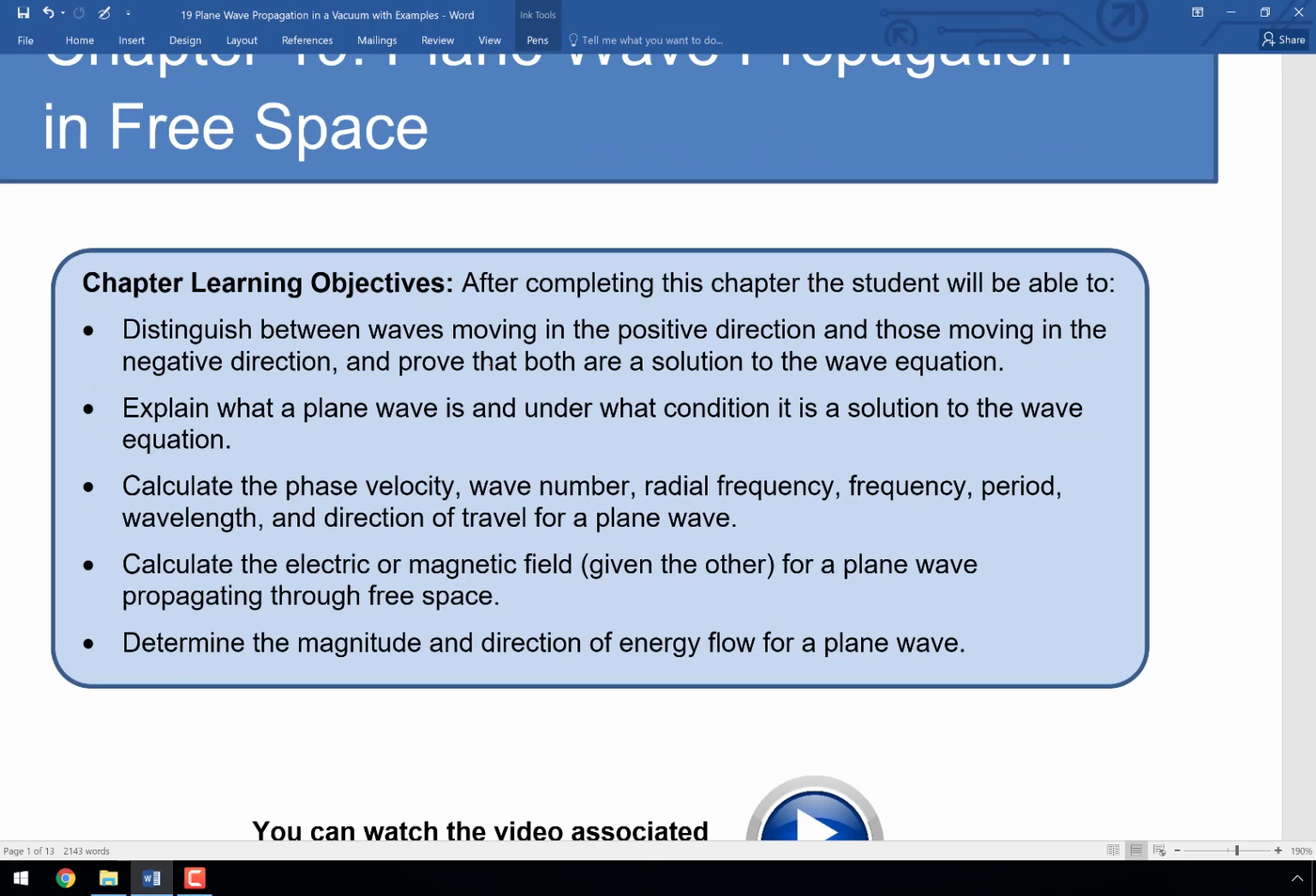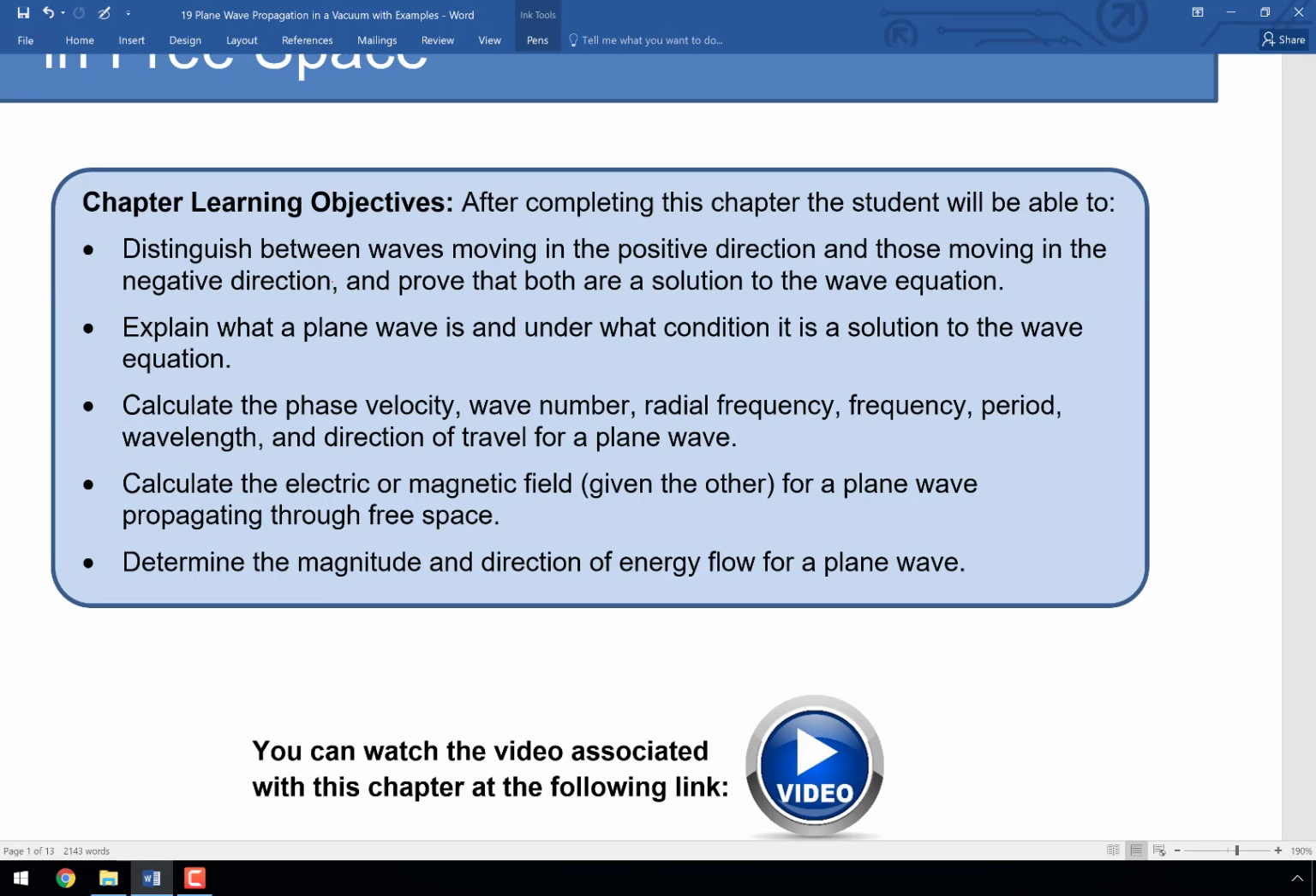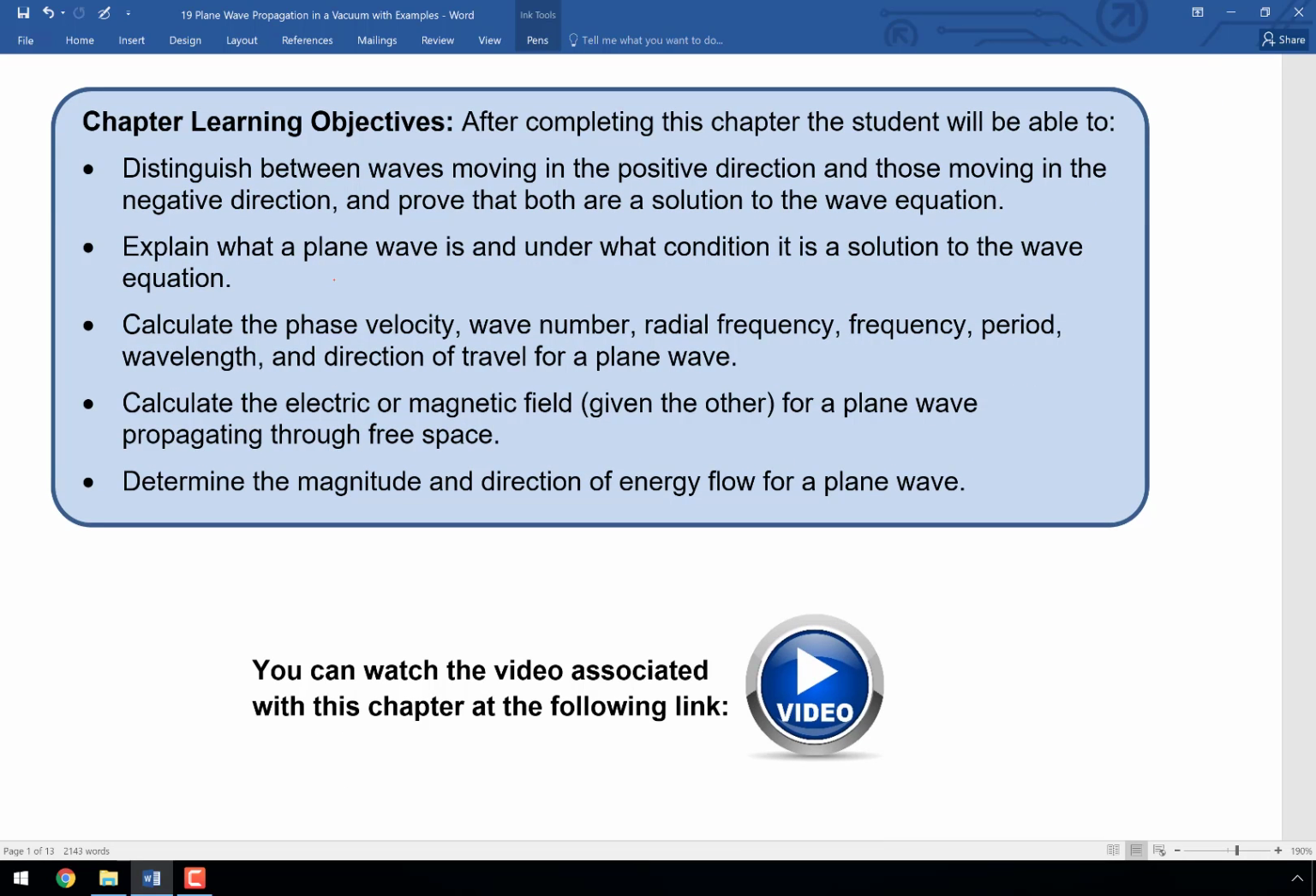So we're going to talk in particular about waves moving to the right and waves moving to the left, or those moving in a positive direction versus those moving in a negative direction. We're going to explain what a plane wave is and under what condition it is a solution to the wave equation. We're going to calculate a variety of different quantities associated with plane waves. We're going to calculate the electric or magnetic field given the other for a plane wave in free space. And we're going to determine the magnitude and direction of energy flow for a plane wave.